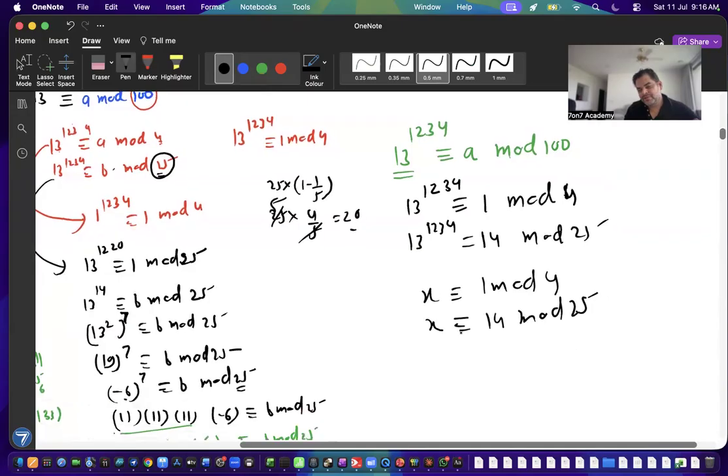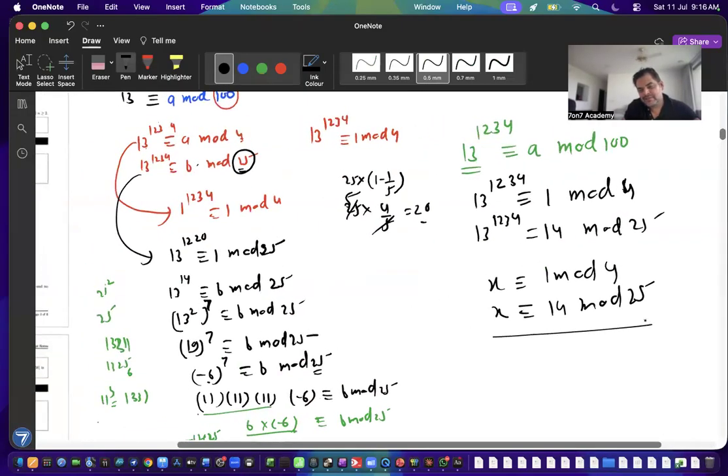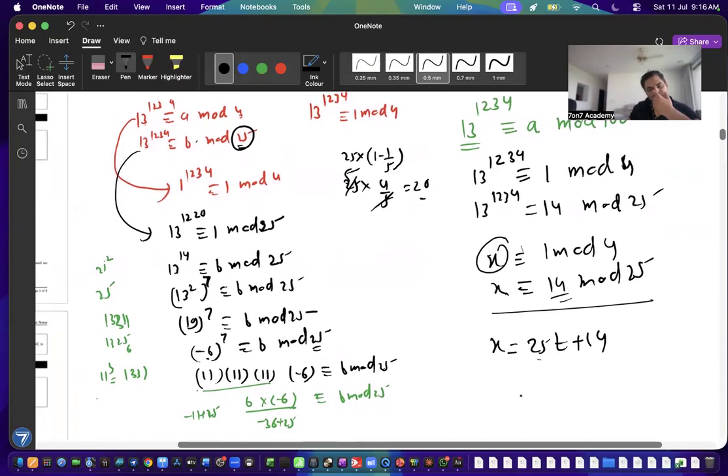So can you tell me one thing, Ayan? Isn't this 14 away from a multiple of 25? So I could write this x as 25t plus 14. Yeah, I can write, no? So these two are the same x, agree? I could place this x over there. So if I do it, what I'll get? 25t plus 14 is 1 mod 4.